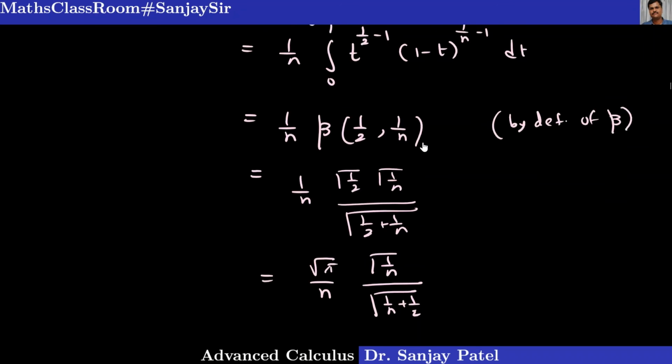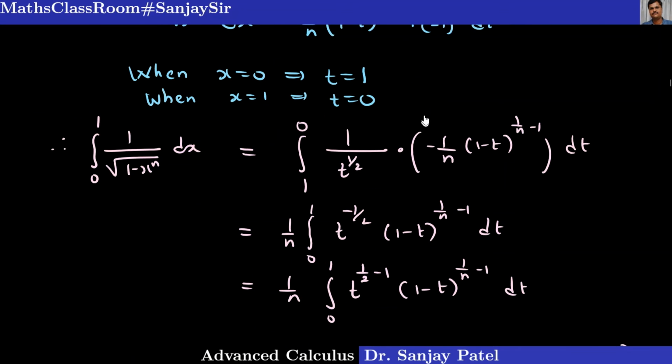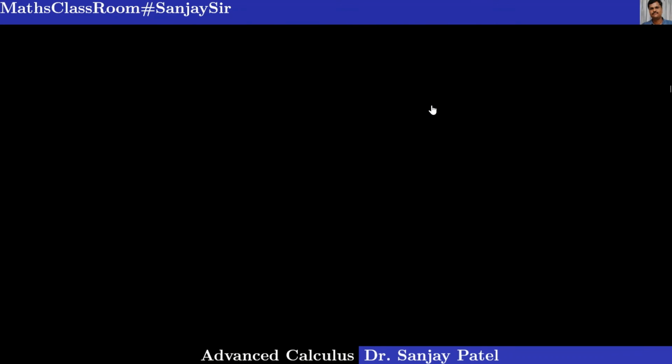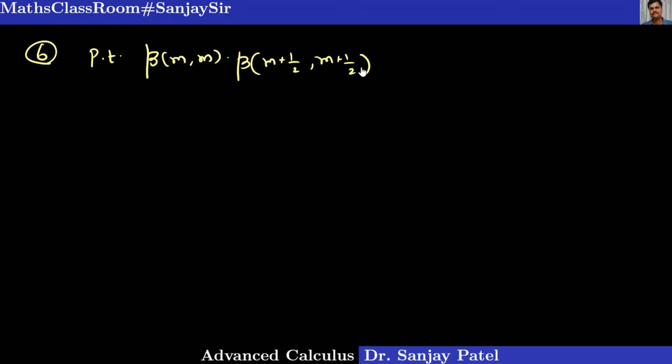Let us take the next problem, number 6. Prove that beta m comma m into beta of m plus 1 by 2 comma m plus 1 by 2 is equal to pi upon m into 2 raised to 1 minus 4m.